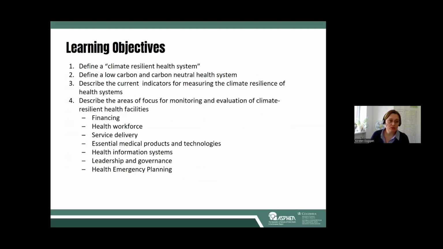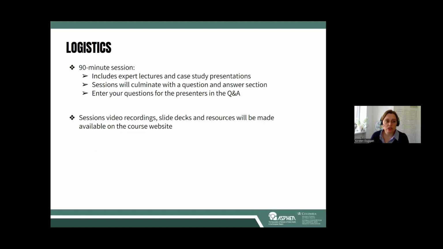Our learning objectives today: we are looking at the definition of a climate resilient health system and at low carbon and carbon neutral health systems. We're also looking at describing the current indicators for measuring the climate resilience of health systems, as well as the areas of focus for monitoring and evaluation of climate resilient health facilities. In detail: financing, health workforce, service delivery, essential medical products and technologies, health information system, leadership and governance, and health emergency planning.